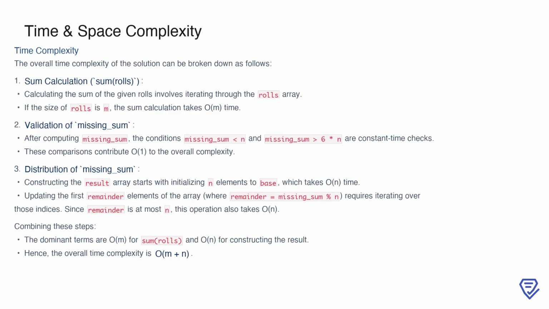The final step is distributing the missing_sum into the result array. This involves initializing n elements to a base value, which requires O(n), and updating the first remainder elements, which also takes O(n), since remainder is at most n. When we combine these steps, the dominant terms, O(m) for summing the roles and O(n) for constructing the result, give us an overall time complexity of O(m + n).